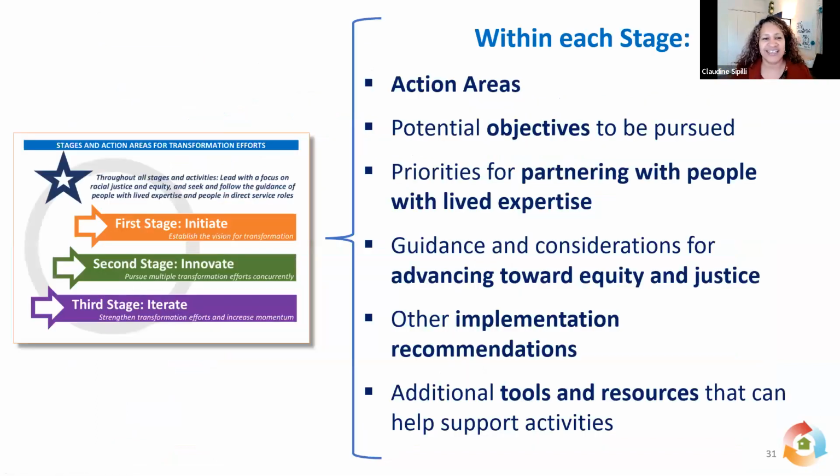Okay. So as you have seen in the framework, within each stage are the different action areas, the objectives, some priorities for partnering with people with lived experience and expertise, providing some guidance and considerations for advancing toward equity and justice, implementation recommendations, and then also the tools and resources that can help support activities. Next slide, please.